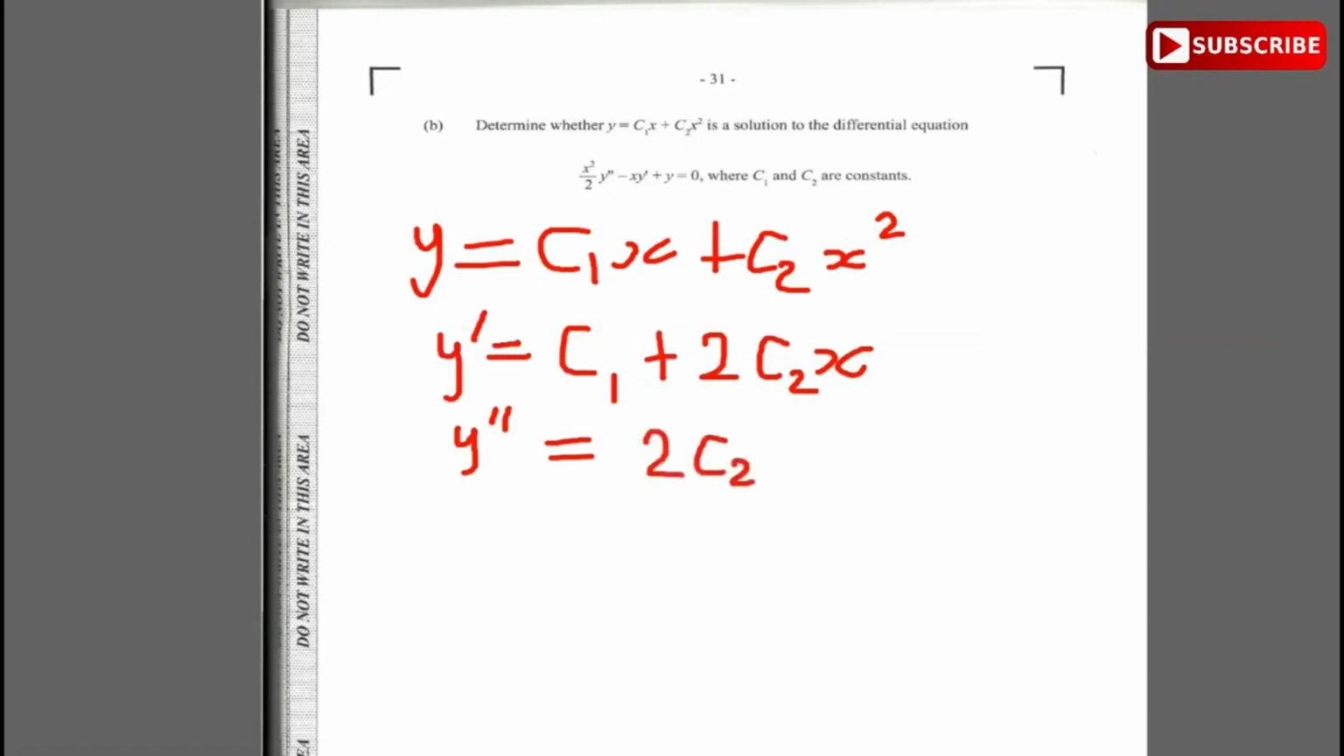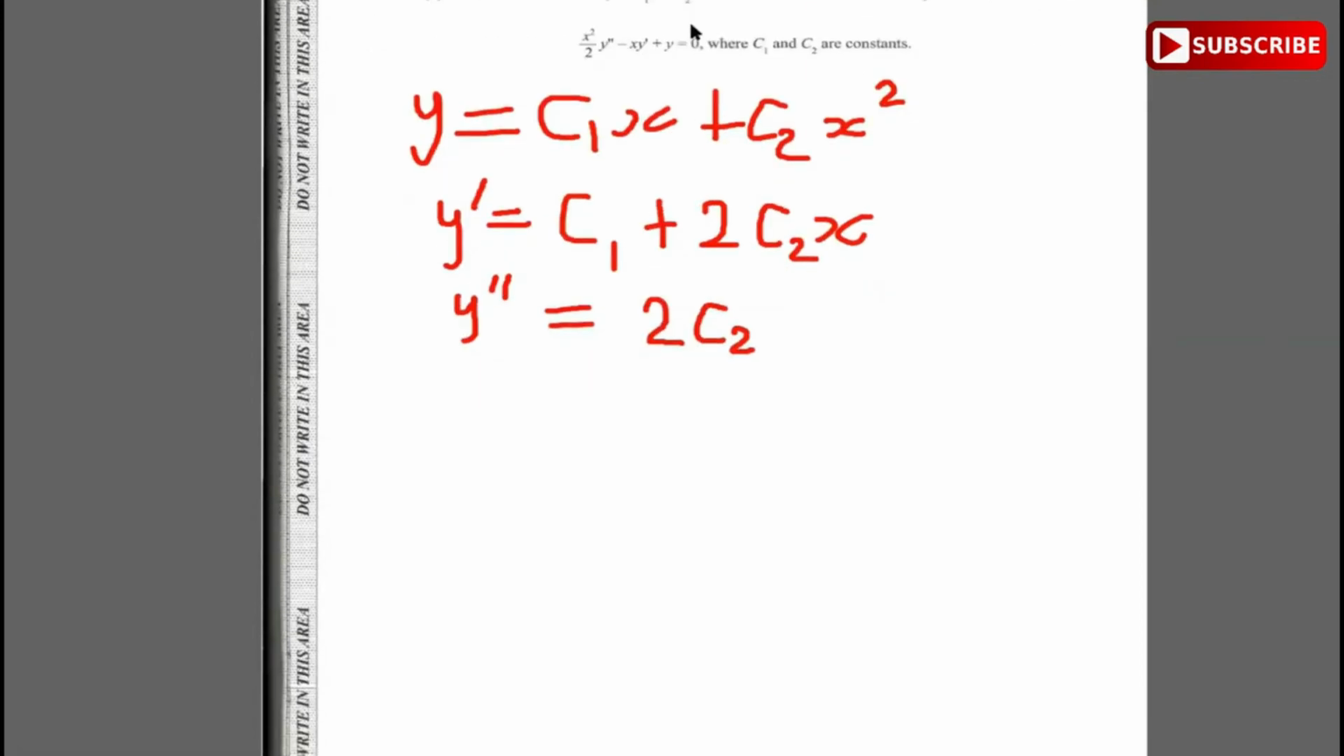Nice and easy. All right, and now it says determine whether this is a solution to this differential equation. And so all we need to do is now substitute for y double prime and y prime and y to see if it will satisfy this equation. If it does, then it is a solution to the differential equation. So we're going to have x squared over 2 times y double prime. So it's x squared over 2 times 2c2. Now 2c2 times x squared over 2, see that those 2's cancel.